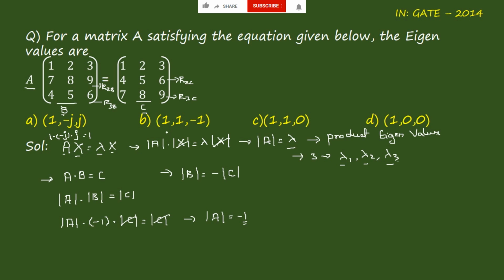So looking at option B, 1 into minus 1, right? Which is equal to minus 1. Again we're looking at this particular thing: 1 into 1 into 0, which is equal to 0. And here 1 into 0 into 0, which is equal to 0. But we have to get minus 1 when you multiply the eigenvalues. So it is going with option B.